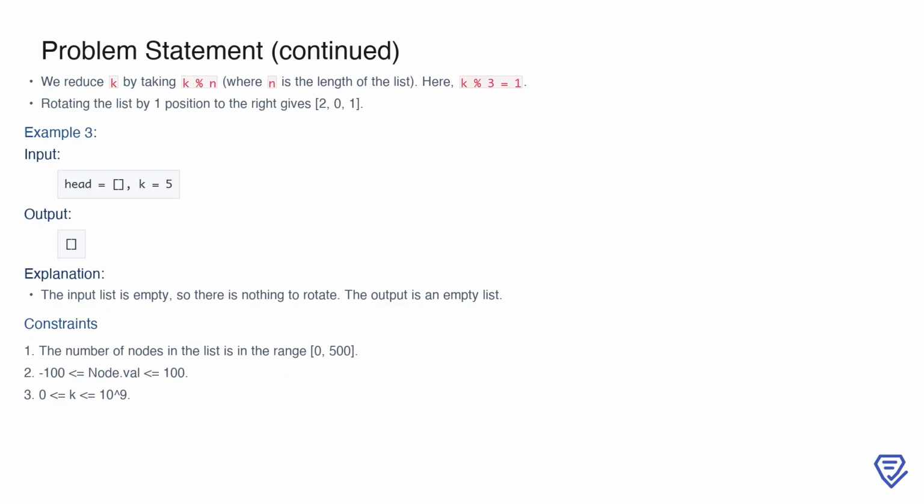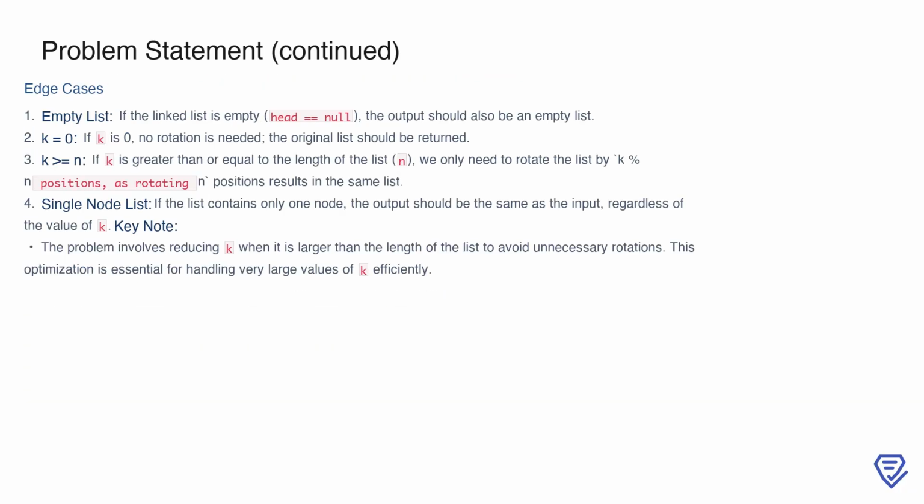These examples highlight the importance of accounting for edge cases, such as when the list is empty or when k is larger than the list length, to ensure the solution works across all scenarios. When solving this problem, there are several edge cases to keep in mind. First, if the linked list is empty, the output must also be an empty list. Second, if k is 0, no rotation is needed, so the original list should be returned.